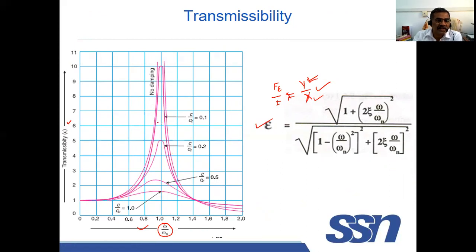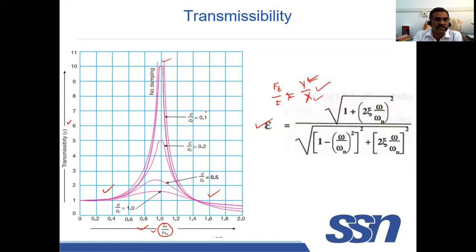Below that, when omega by omega n is less than 1, the value of transmissibility is reducing. When omega by omega n goes beyond 1, that also reduces the transmissibility. At 1, that is resonance. At resonance, the transmissibility is very high. That is one relation in terms of omega by omega n.